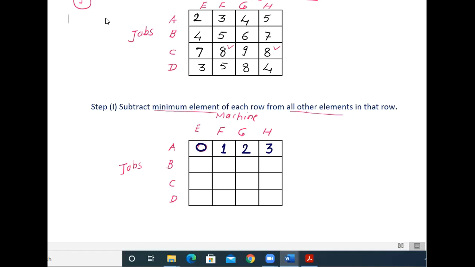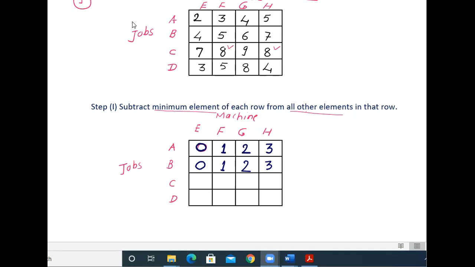Second row is this. What is the smallest element in the second row? 4. So we subtract 4 from all the entries in the second row. So 4 minus 4, again we get 0. 5 minus 4, we get 1. 6 minus 4, we get 2. 7 minus 4, we get 3.